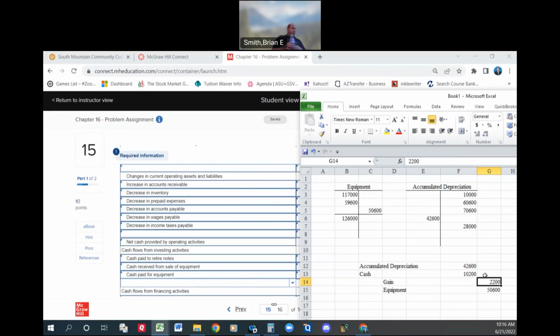So because of the gain, it's going to be a credit. It's going to increase our net income. And then we're going to get rid of our equipment, which has a normal balance on an asset of a debit, so we're going to credit that. We're going to get rid of the accumulated depreciation. The normal balance on the accumulated depreciation is a credit, so we're going to debit that. And we just have to find out what the remaining amount is to get the cash.